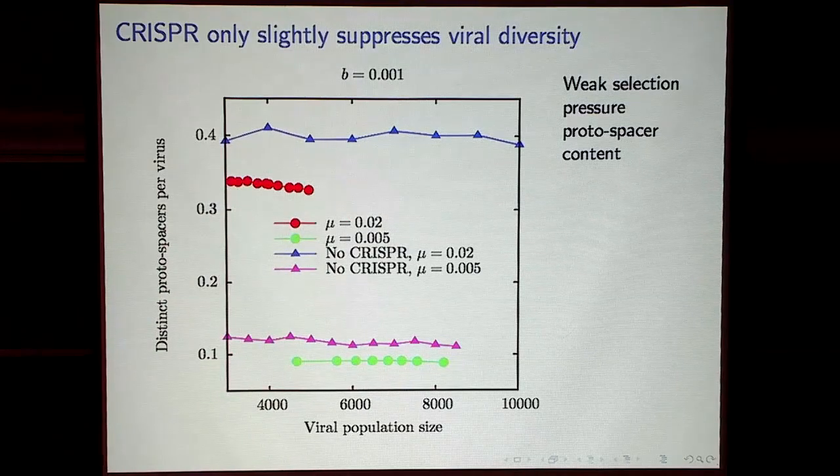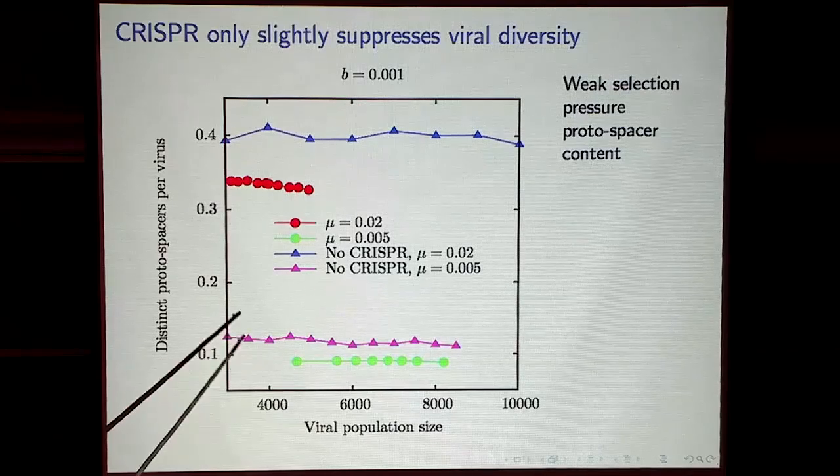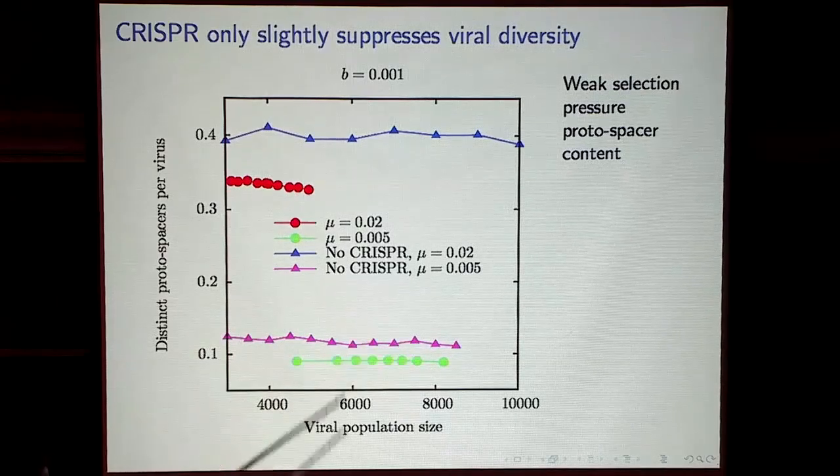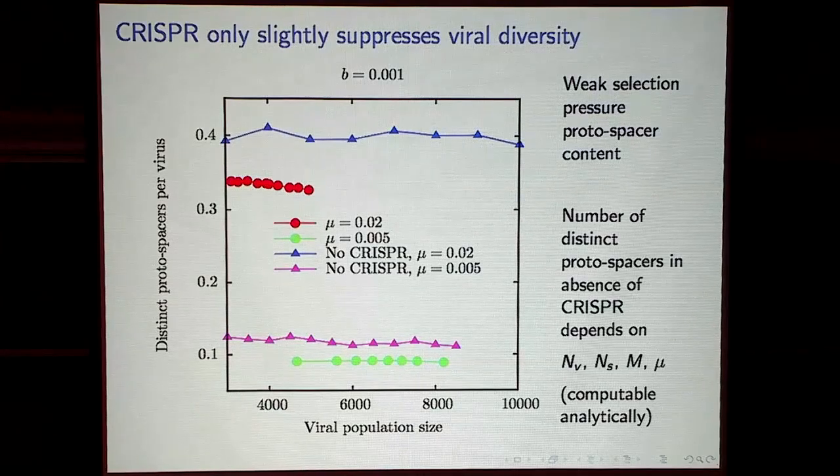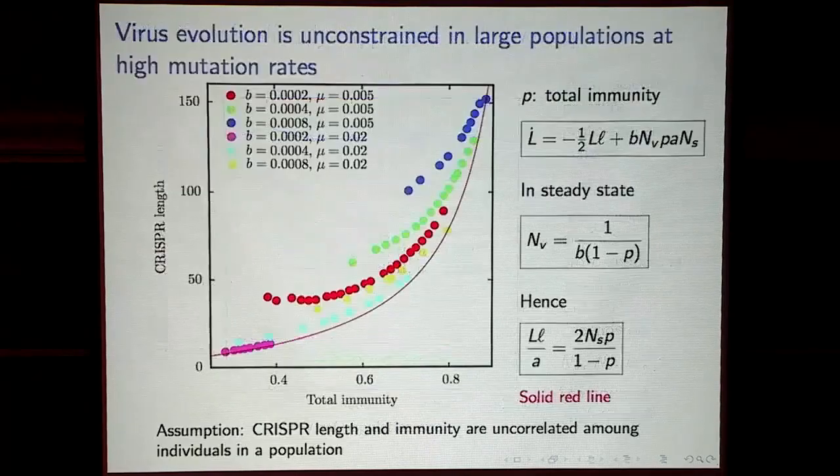This diversity, the number of distinct protospacers in the viral population, should be computable analytically. I'm working on how to do this. I know how to do it when each virus only has a single protospacer. However, the calculation is much more complicated when there are NS of them. Eventually this will be part of the solution.